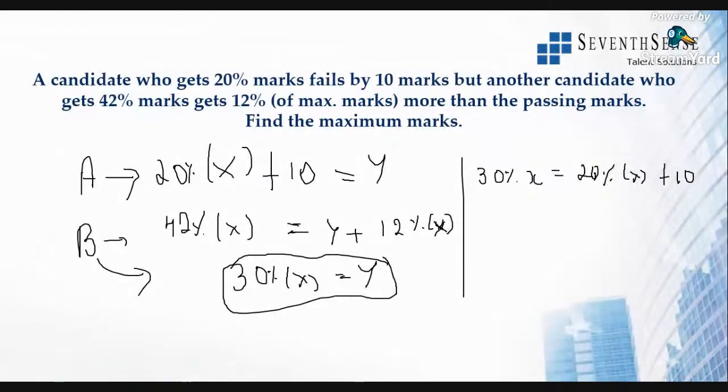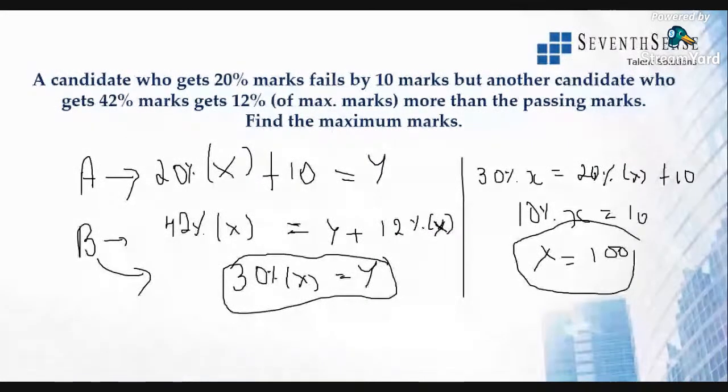In this equation, if we find out X, we'll get to know the value. So 30% of X minus 20% is 10% of X is equal to 10, right? So what will be X? X will be, 10% is 1 by 10, 1 by 10 into 10 is 100. So X value will be 100 marks. That is the maximum marks.